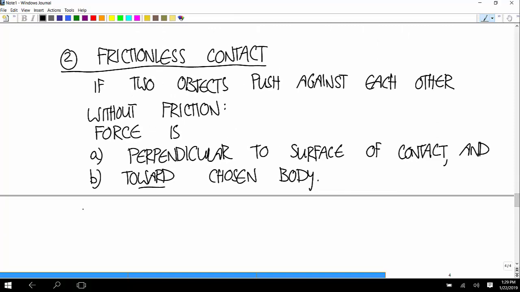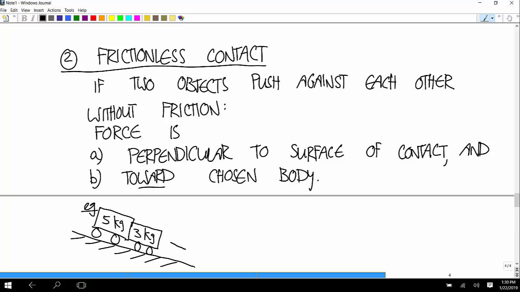Okay, so let's say we have an incline, and there are two carts on the incline in contact with each other. Let's say this one has a mass of 5 kilograms, and it's in contact with this one that has a mass of 3 kilograms. And let's say there's a force of 100 newtons in that direction. We don't know what that's from. It's just given.